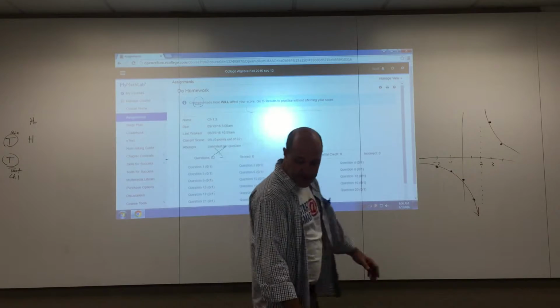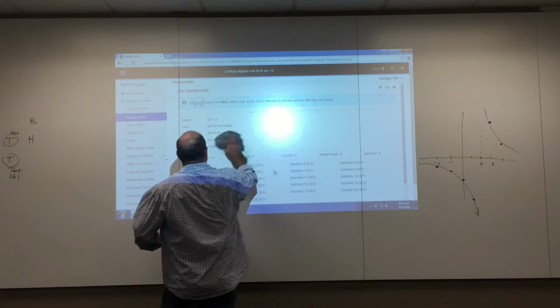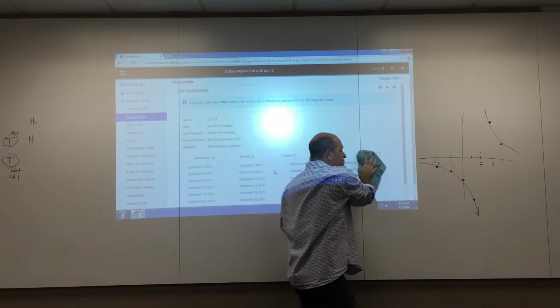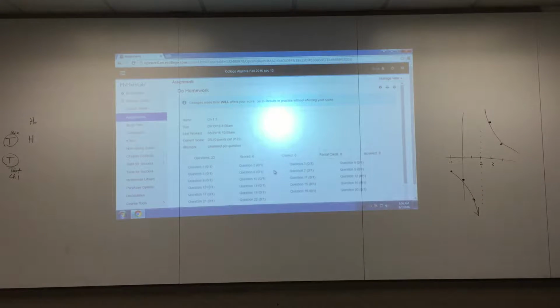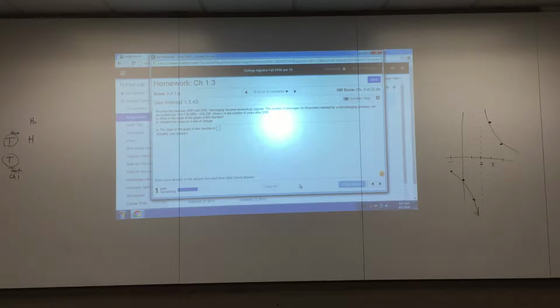So 1.3 has probably got some good stuff with lines. You know, maybe I should kind of jump to the word problems. The word problems are sort of at the end. Let's start with 15 here, see what happens. Yeah, this might be fun.